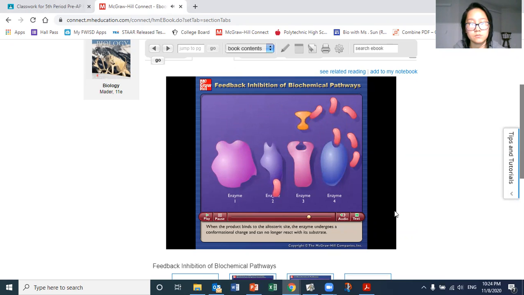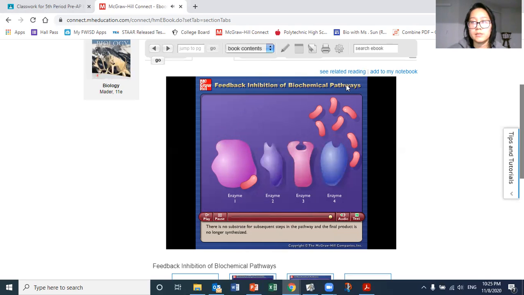When the product binds to the allosteric site, the enzyme undergoes a conformational change and can no longer react with its substrate. There is no substrate for subsequent steps in the pathway, and the final product is no longer synthesized.